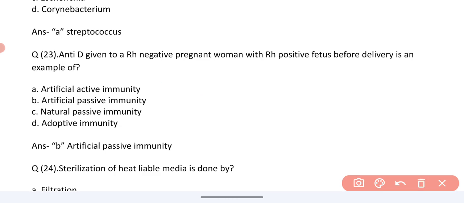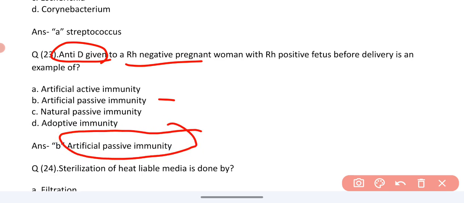And the next one is artificial passive immunity. Here you are injecting the serum containing the antibodies. For example, for a RH negative pregnant woman, you are giving the anti-D serum, anti-D antibodies. So it is coming under what? Artificial passive immunity. Option B is the right one.